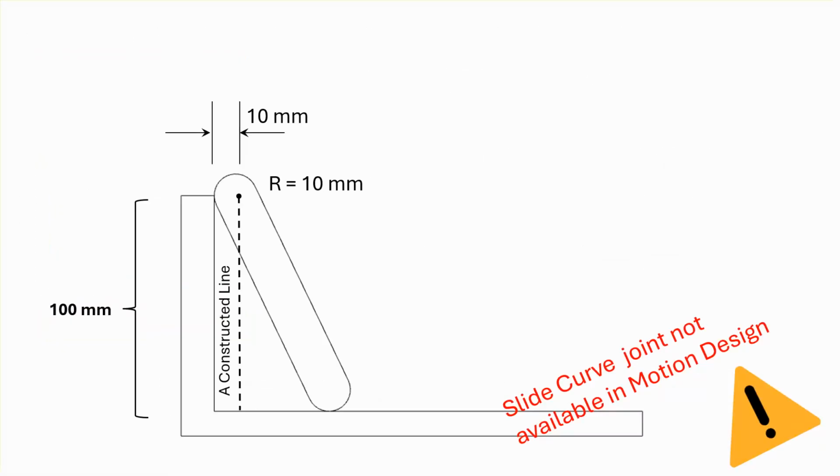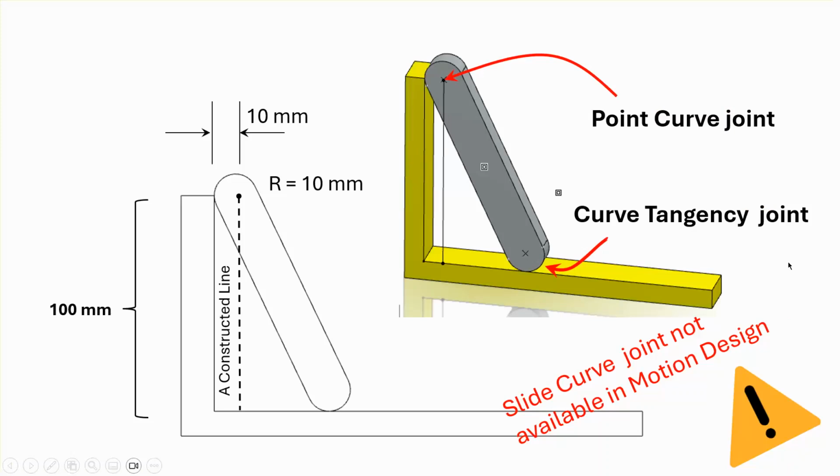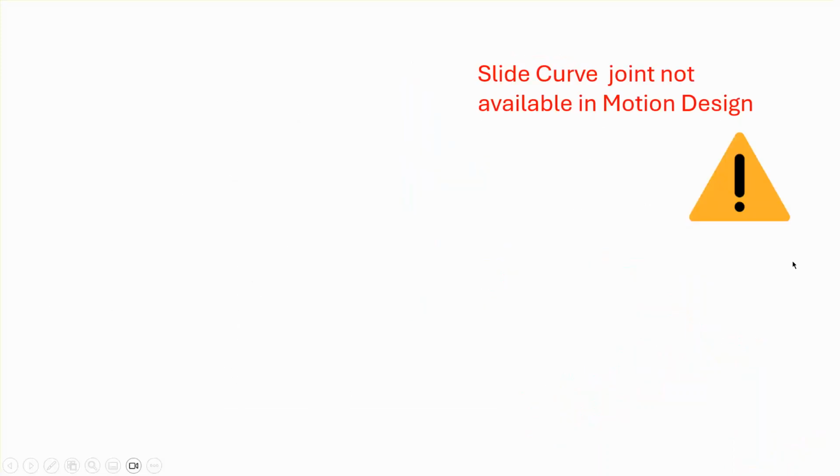The only problem is that when you look at the previous playlist for this particular problem, at the very bottom I used the slide curve joint, which is no longer available in motion design. So I'm going to create a point curve joint. The center of that top circle always slides along that vertical line, so it's a point curve joint. And for the one below it, because the slide curve joint is not available, there's an alternative which is called the curve tangency joint. And that's what I'm going to be using.